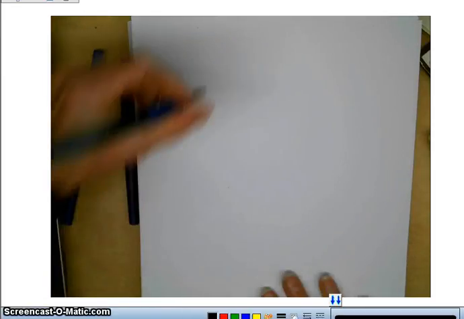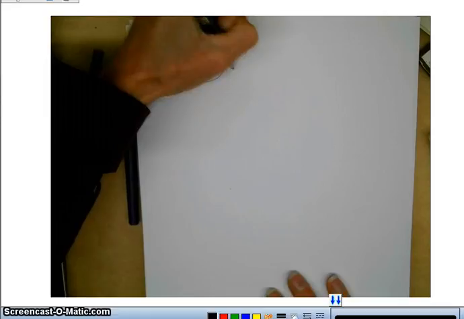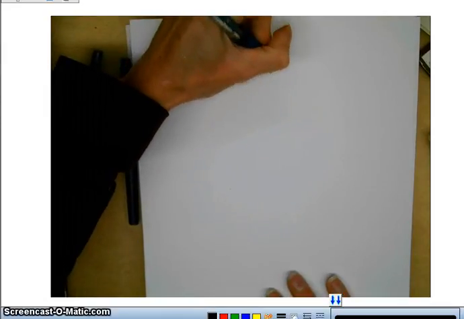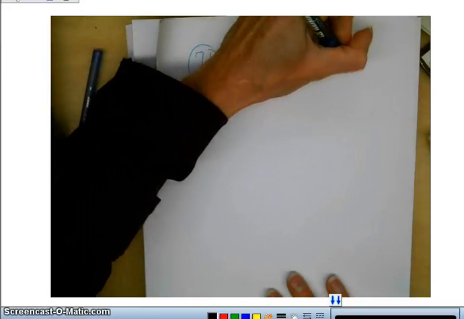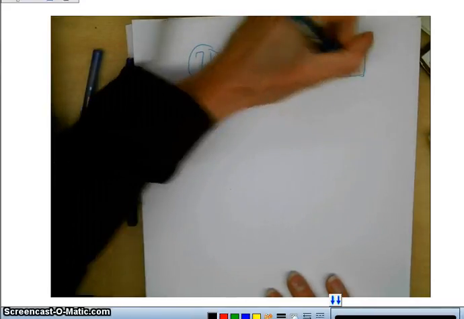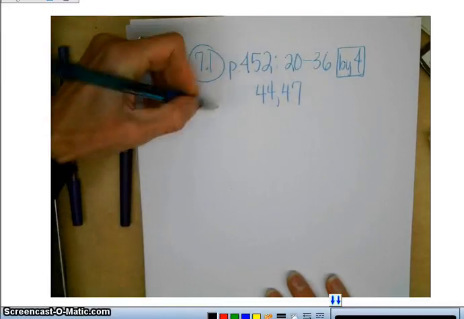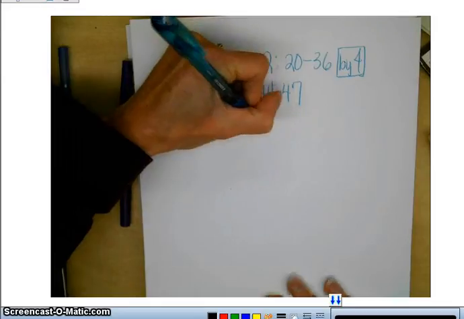Okay, so here's your homework. More problems from 7.1 to practice. Page 452, problems 20 through 36 by fours, and problems 44 and 47. And then you are to read section 7.2.